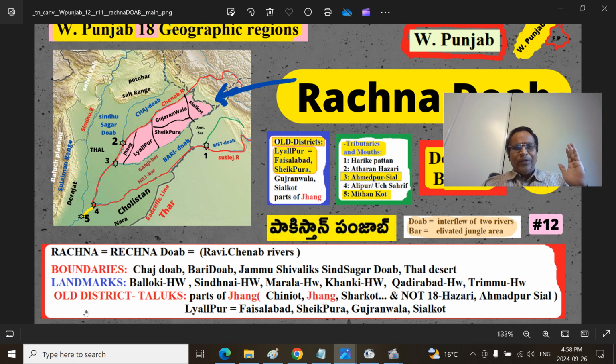Old district, essentially the Jhang district, certain portions of the Jhang district are in the Sindh Sagar Doab, certain portions are in the Chaj Doab, we'll see it later. Portions of the Jhang, especially Chiniot and Jhang and Shorkot, eastern parts, and not the Athara Hazari and Ahmadpur Sial, which are in the western part in the Sindh Sagar Doab Thal area.